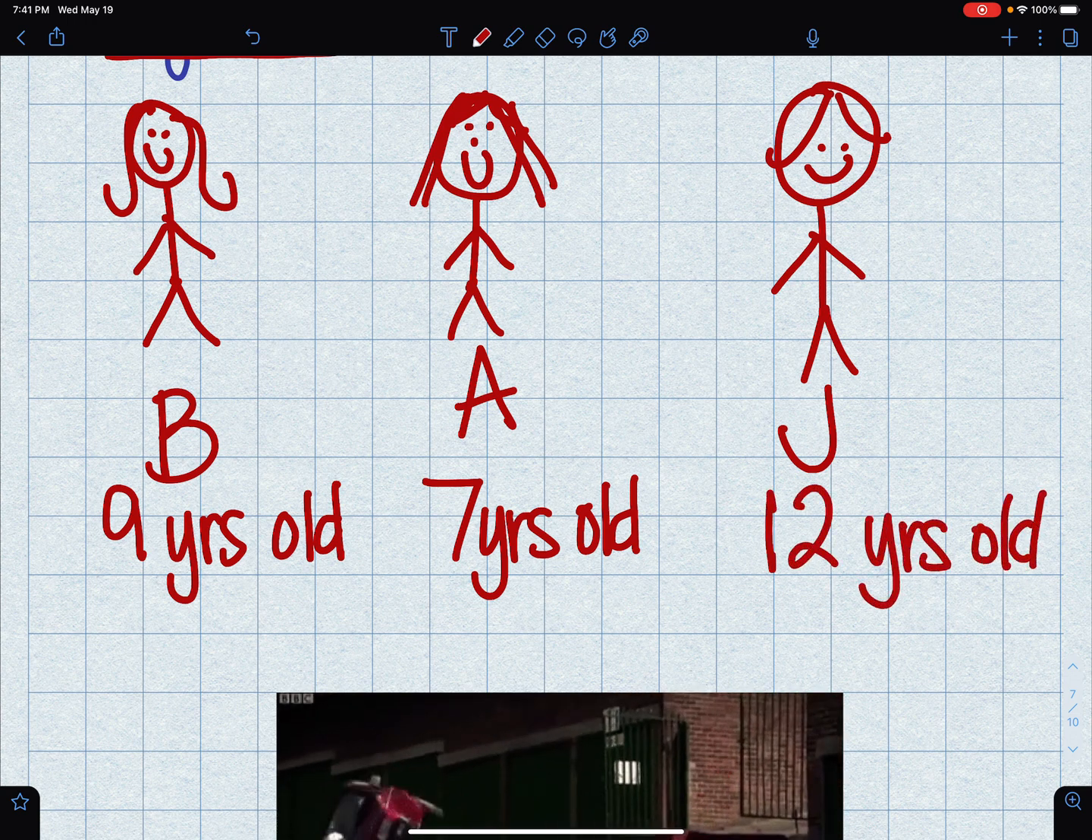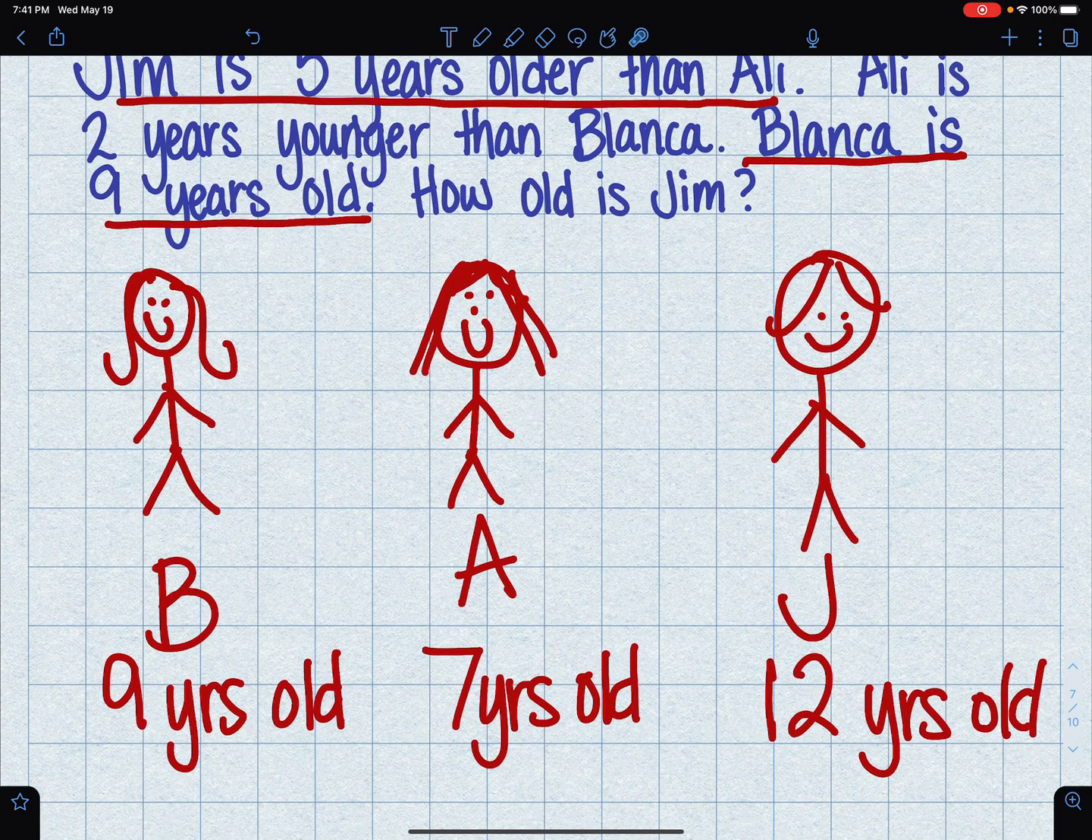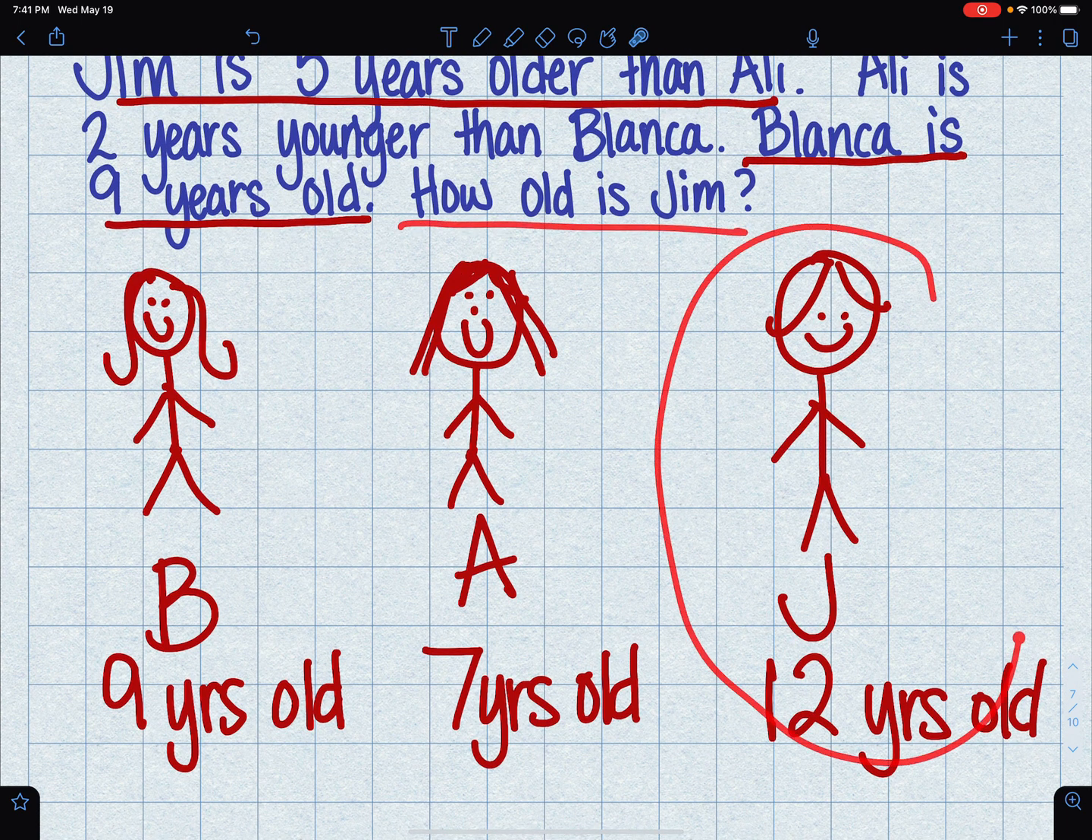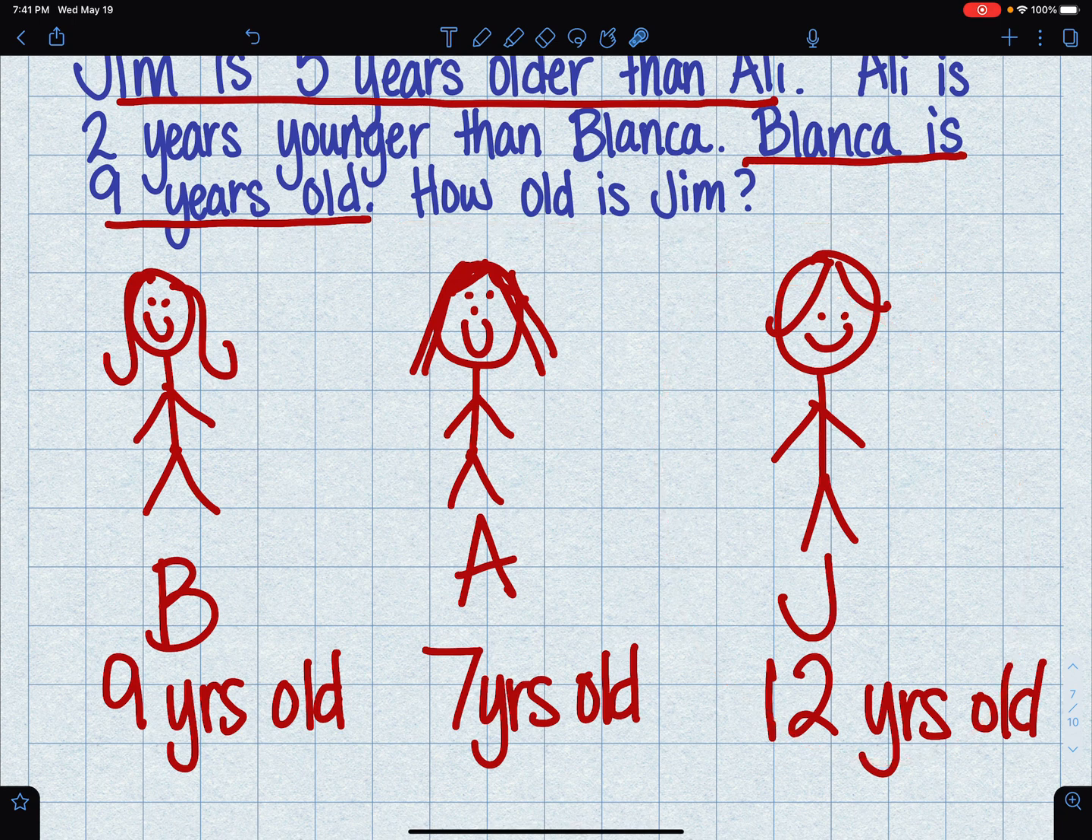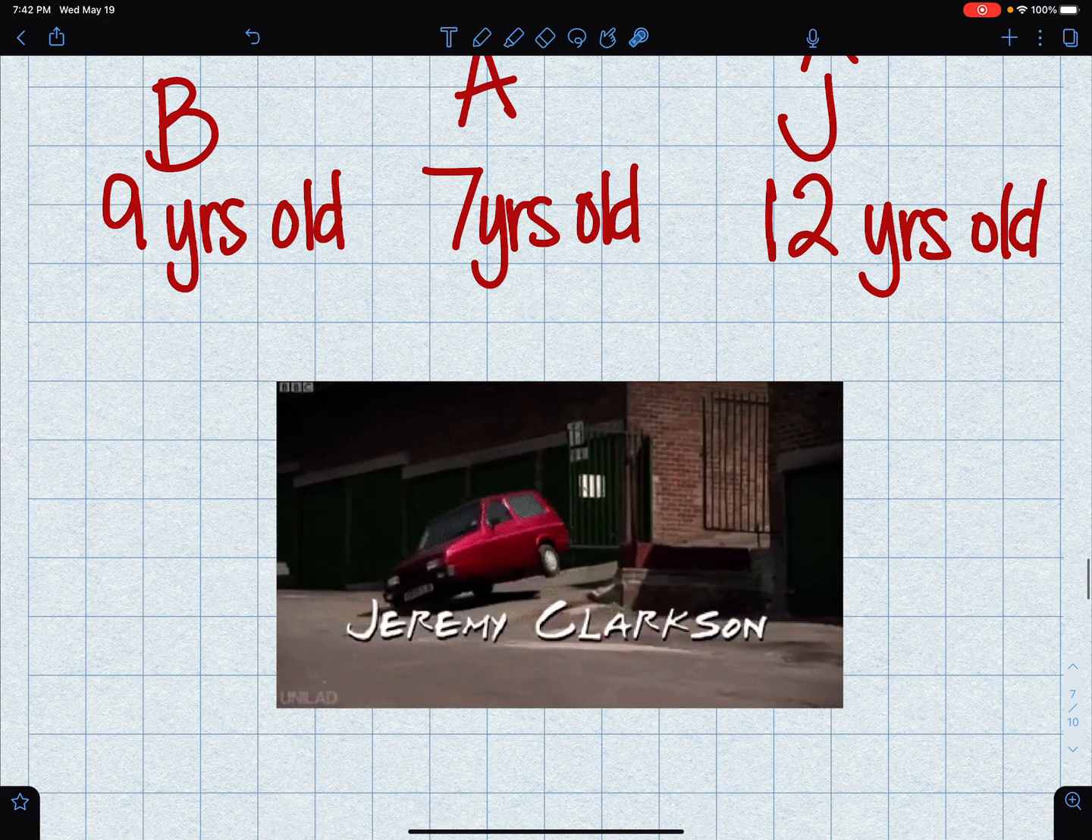So now let's look at what they asked us. They asked us, how old is Jim? Easy peasy, because you drew a picture. And the picture tells you that Jim is 12 years old. Easy peasy, right? You got this.